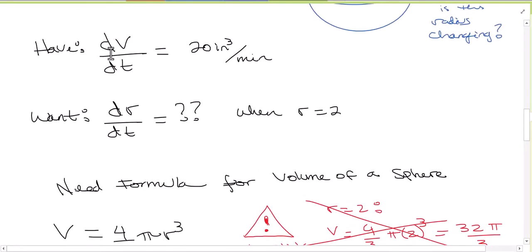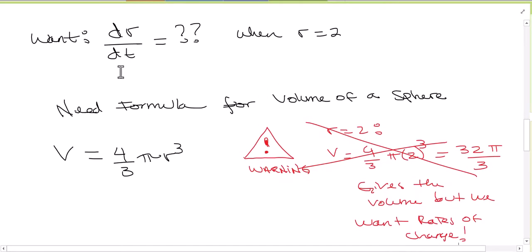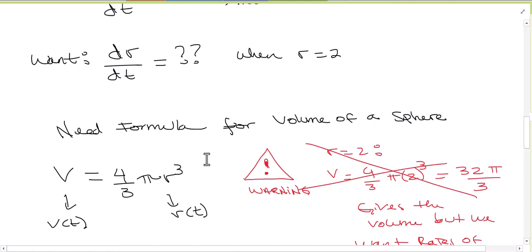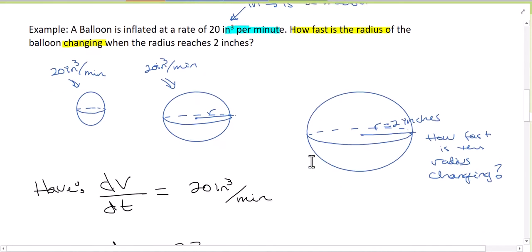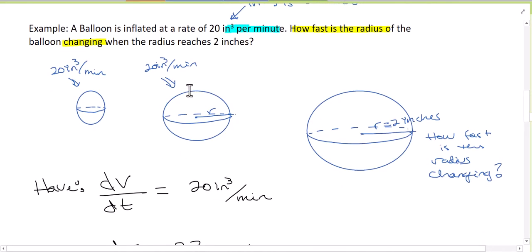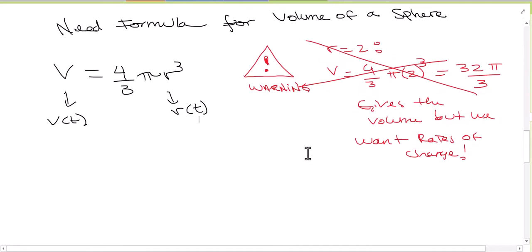Notice that things are changing with respect to time, so that means that V is a function of time, and so is r. It's kind of like that circle problem right up here. Things are changing as time passes. So here, as time passes, the radius is changing, the volume of the balloon is changing, the surface area of the balloon is changing. So we want to get our hands on the rates of change with respect to time. So we're going to take the derivative with respect to t of both sides.